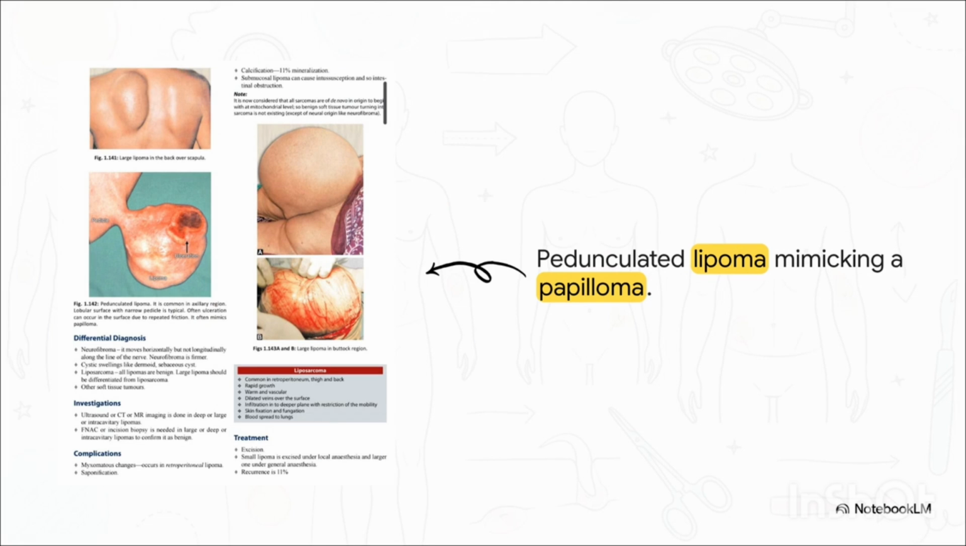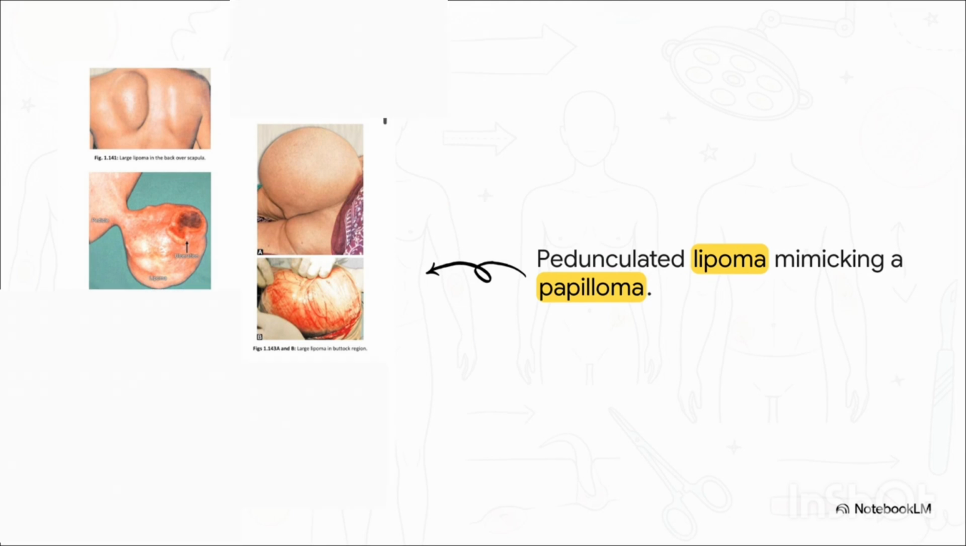Honestly, visually, benign lipomas can sometimes really throw you for a loop. Check out this remarkable pedunculated variant, which is pretty commonly found in the axillary region. It has that typical lobular surface, but it's just hanging there from a narrow pedicle. Because of where it's located, it suffers from repeated friction, which actually leads to surface ulceration. Clinically, a presentation exactly like this can easily mimic a papilloma. It just goes to show why a careful, thorough examination is absolutely necessary.